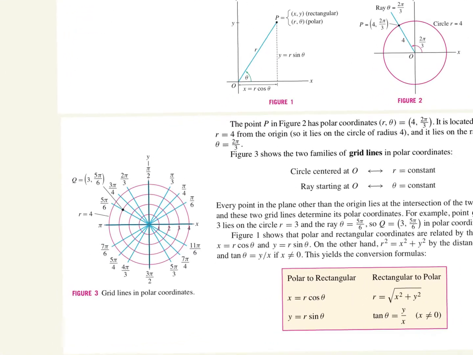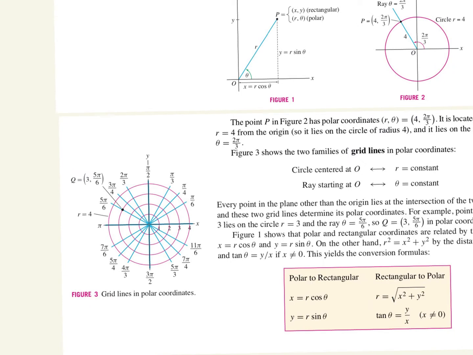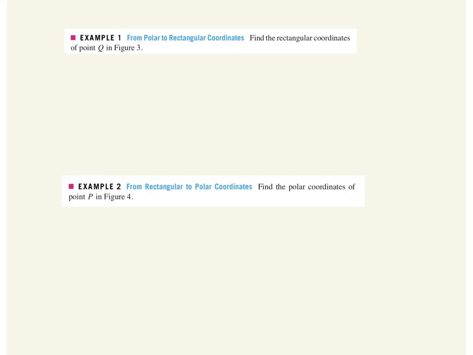Figure 3 right here, and point Q was 3, 5 pi over 6. So the couple of examples, just as a quick refresher, that we will look at. Find the rectangular coordinates of point Q in figure 3. So it's written as r comma theta, 3, 5 pi over 6, and we want to be able to convert them to x comma y's.